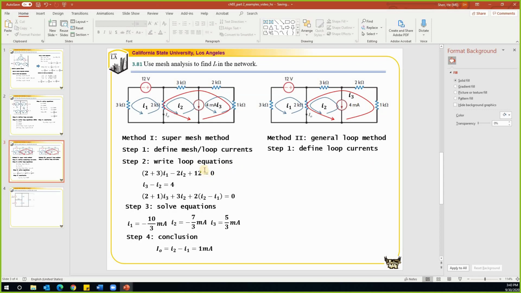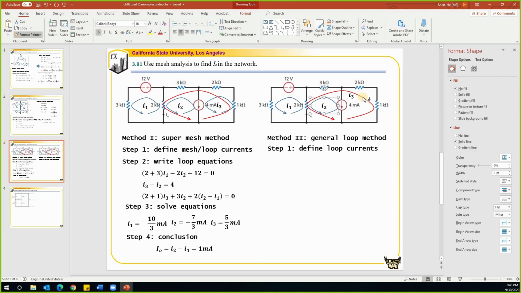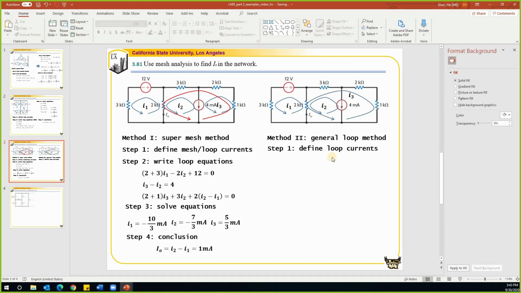You can find this loop by using a similar way of finding the supermesh. It is fine, but this is not unique. You can have another loop. It goes from everywhere. You can do it from here, here, everywhere. You can define that loop 3 that way. So this is how we define the 3 loop currents.